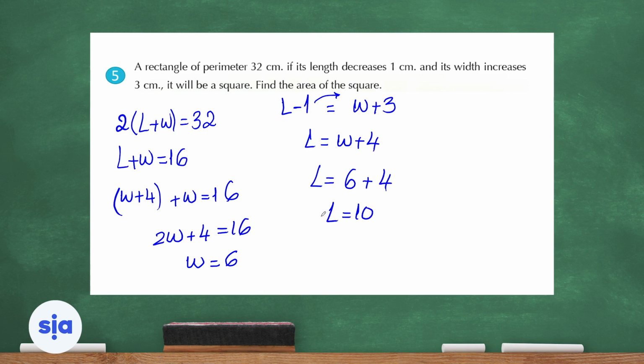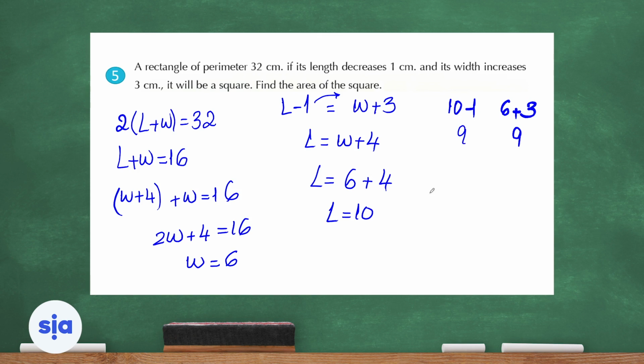The question is asking you to find the area of the square. What are the sides of the square? L minus 1 and W plus 3. So if you substitute either the L minus 1 or the W plus 3, either the L is 10 or the W is 6. So you will see that 10 minus 1 for the L, so the side is 9, and even if you substitute 4, it's also 9.